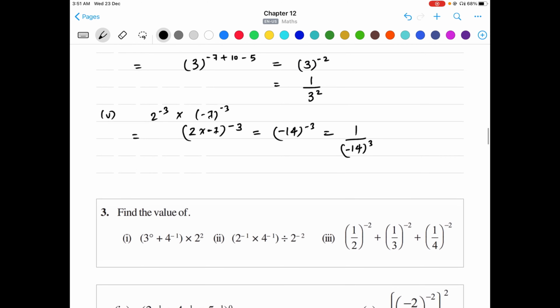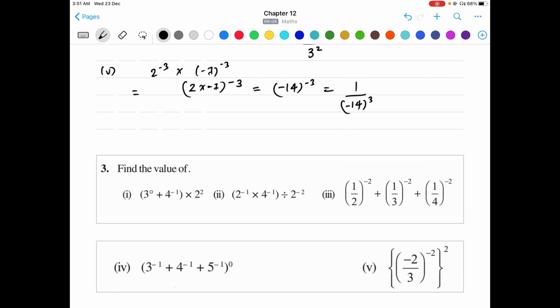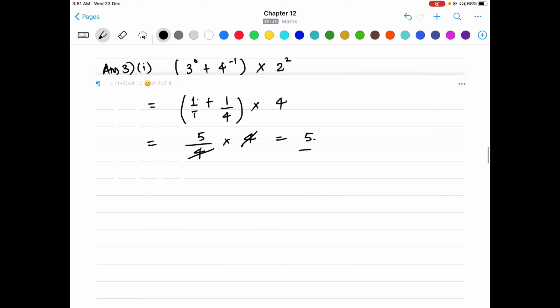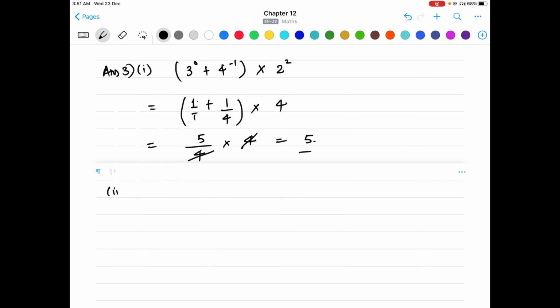Moving ahead to the next one. We have 2 power minus 1 into 4 power minus 1 divided by 2 power minus 2. This is 2 power minus 1 multiplied by 4 power minus 1 and divided by 2 power minus 2. Let's first solve this bracket.